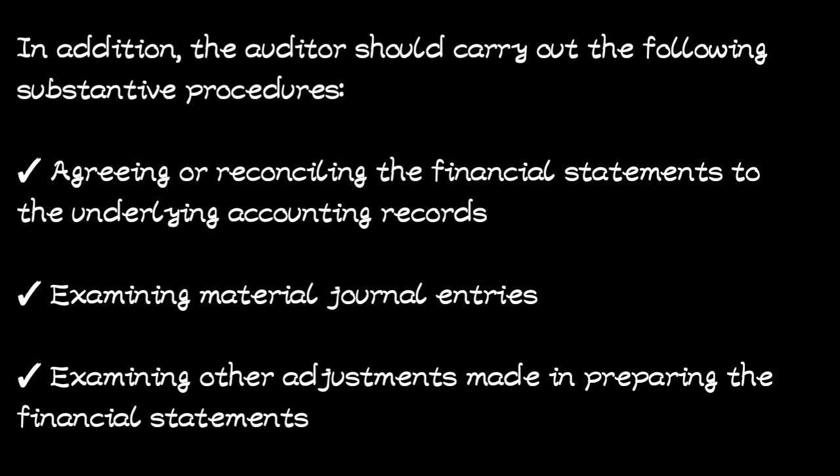Then secondly, examine material journal entries to see what was debited, what was credited, and all that. Then examine other adjustments made in preparing the financial statements. So for adjustments, we can talk about transactions with related parties. For example, assets and their depreciation, receivables and provision for bad debts, things like that.